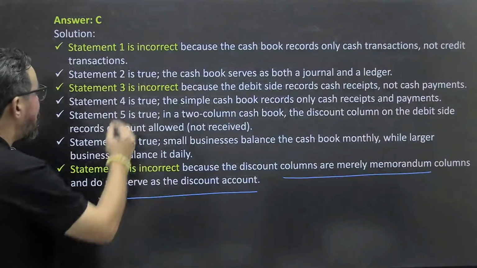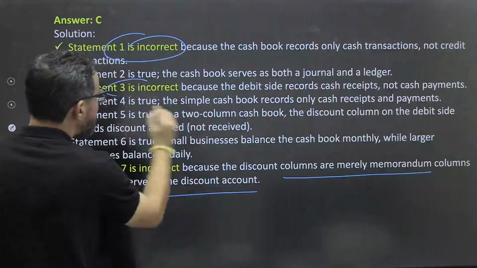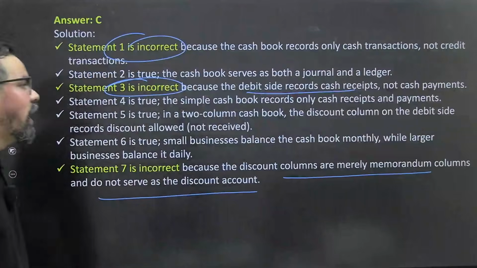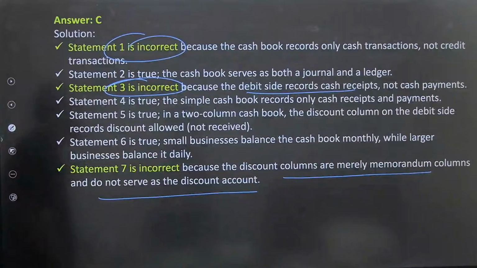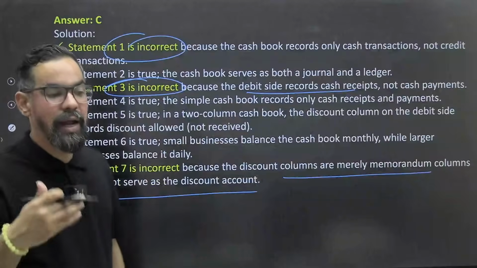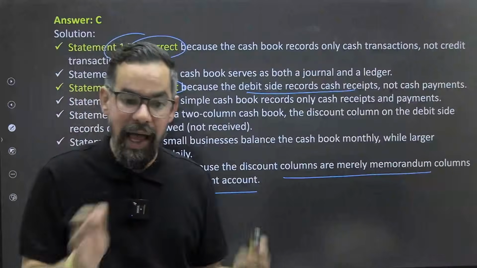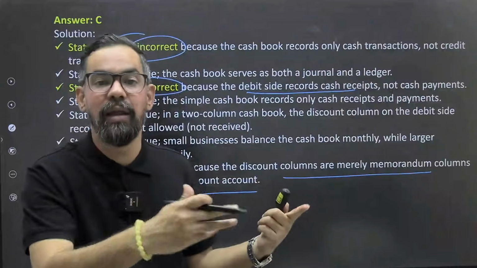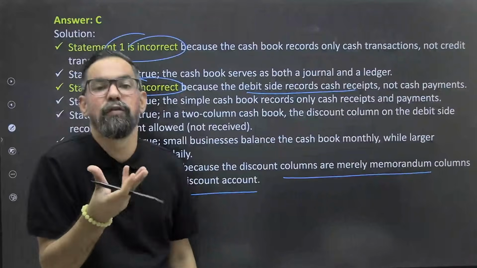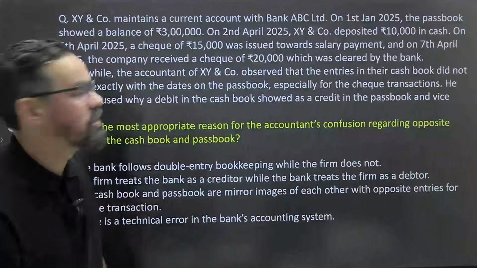Okay. Statement 1 was incorrect because the cash book records only cash transactions. Statement 3 is wrong because the debit side records cash receipts and not cash payments. So when it comes to the debit side, it receives cash. So a debit balance in the cash book is a favorable balance, as we have a credit balance favorable in the passbook. Okay? Because it is a mirror image of your cash book, that's why things went to the wrong side, right? So this is the one.